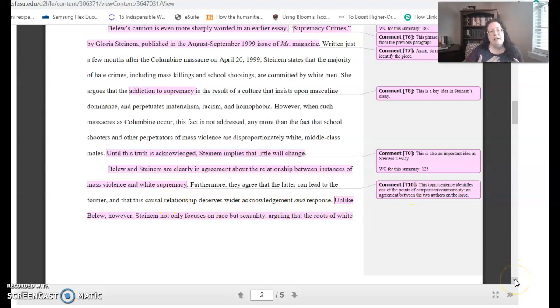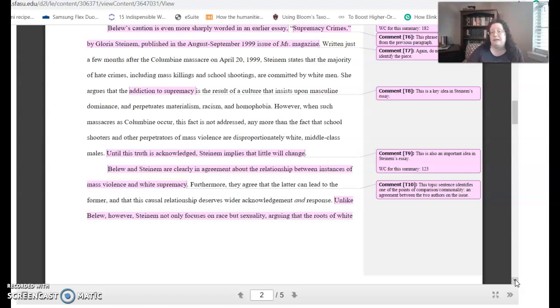And how it starts is me identifying a point of agreement between Belew and Steinem about the shared topic that they're exploring. So I use that point of agreement to articulate and establish the main idea for that particular paragraph. So as you can see, the very first sentence fits the M in the M.E.A.L plan, the main idea. And what I've identified here is that they both agree that there is a clear relationship between the instances of mass violence in this country, especially gun-related violence, and notions of white supremacy. So I point out that important area of agreement between the two authors.